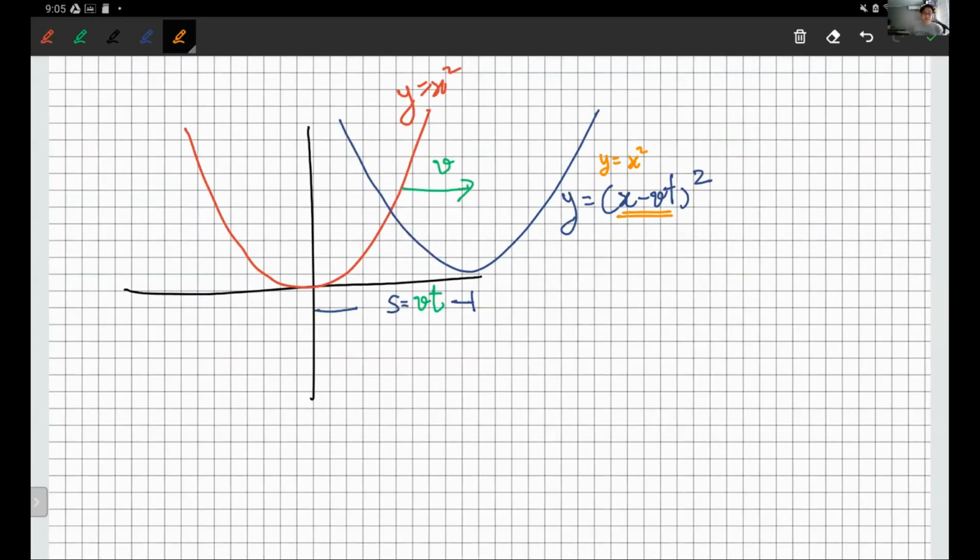Done. And I say, well, Ajahn, I don't want this to move to the right. I want it to move to the left. Can I do it? Of course. (x plus vt), the whole thing squared. And this is always the case.